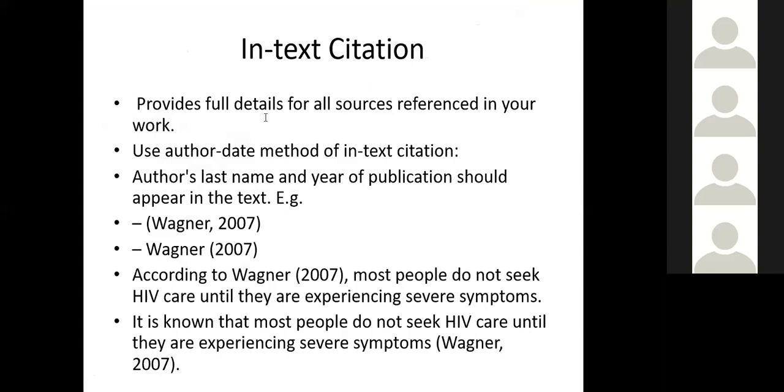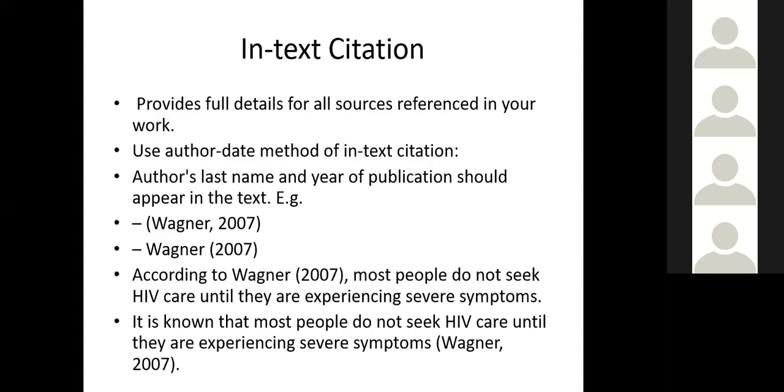So the author's last name, when you research, you don't use the first name of the artist, you use the last name. So the author's last name and the year of publication should appear in the text. That is the in-text citation. So you see that Wagner 2017 or Wagner 2007, the name and the year are in brackets. The other one, you see that the name is outside the brackets, the year is only in what? In brackets. And there are ways that you can do that.